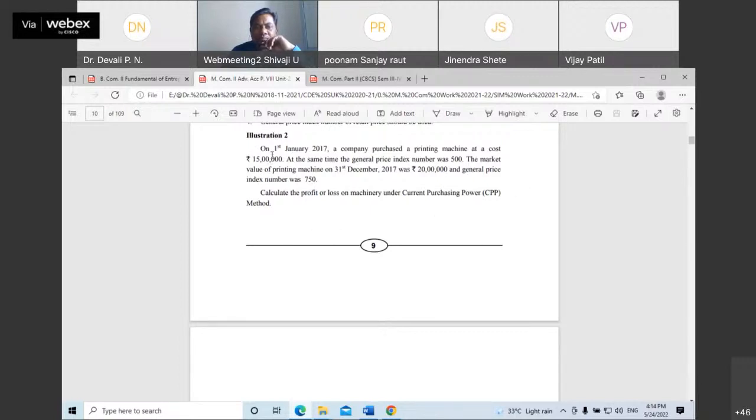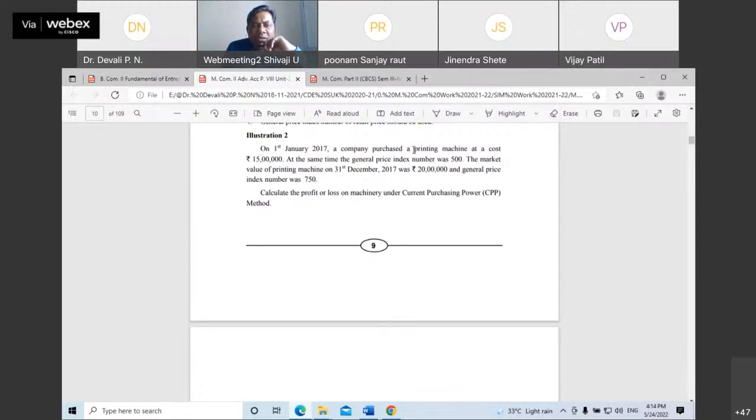Now see here, on 1st January 2017, a company purchased a printing machine at a cost of 15 lakh. So what is the date? Look here, on 4th January 2017.